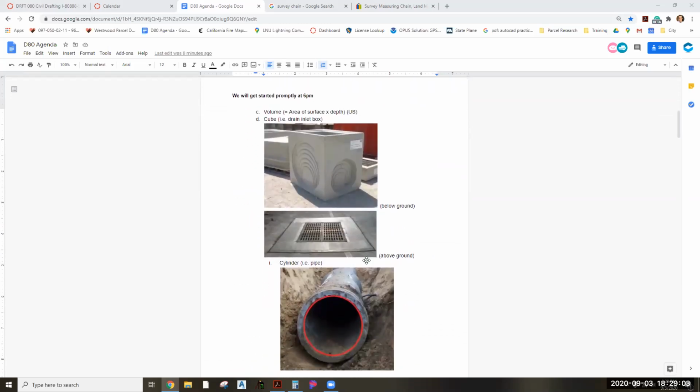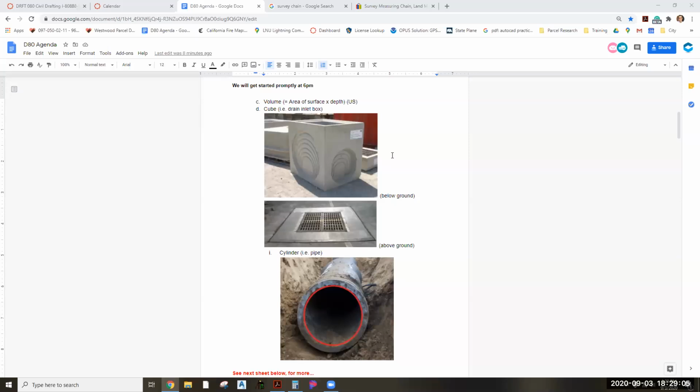So for example, when we're talking about volumes, what you see here on this image is what we call a drainage inlet box. It's what water falls into in a parking lot. So you might see something like this image here in a parking lot and you don't know what's underground. Well, it's this typically.